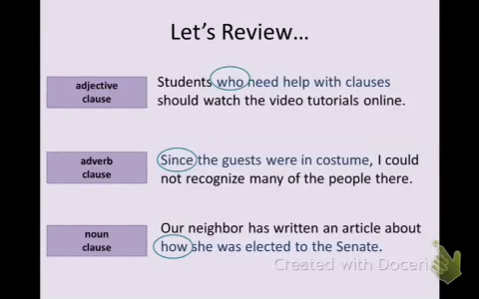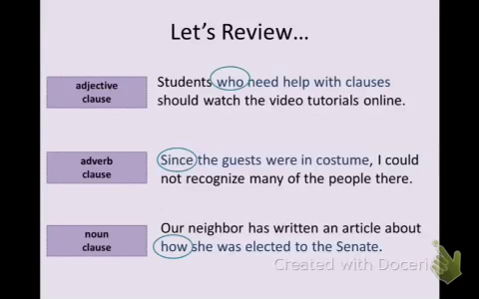Adverb clauses are those types of subordinate clauses in sentences that begin with a subordinating conjunction. For example, since the guests were in costume, I could not recognize many of the people there. Adverb clauses, like adjective clauses, we've done other tutorials on, so if you are not familiar with those types of subordinate clauses, I would encourage you to refresh your memory.